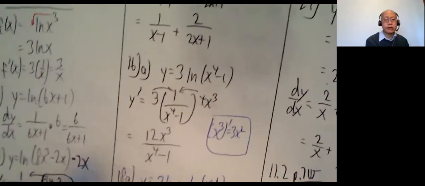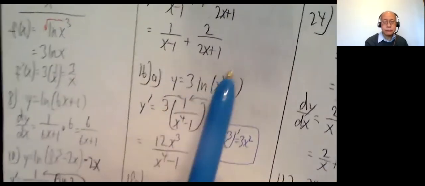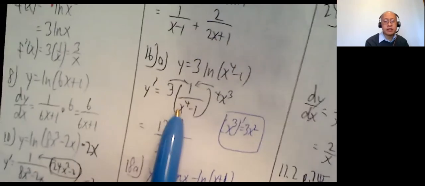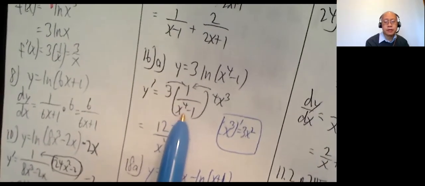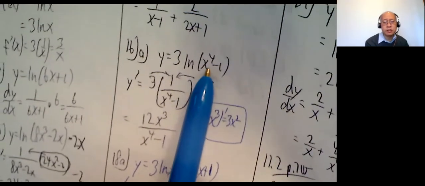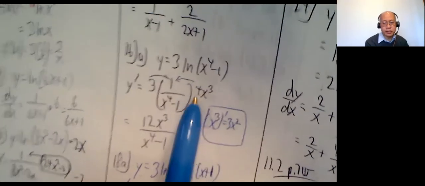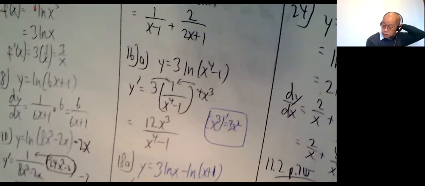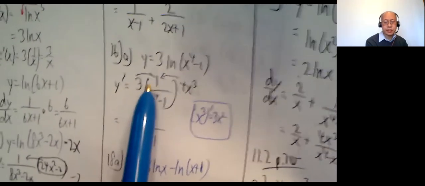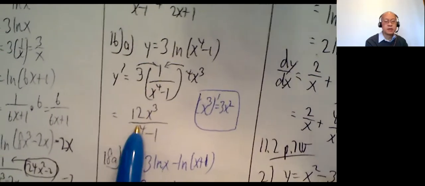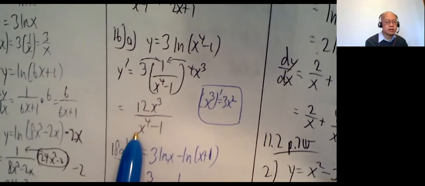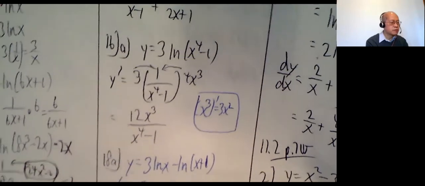Okay, so y prime, what do I do with the 3? Just leave it. Go 1 over x to the 4th minus 1 times the derivative of x to the 4th minus 1, which is 4x cubed. So in the denominator, just leave the x to the 4th minus 1. On top, I have 3 times 4x cubed, 12x cubed. So 12x cubed over x to the 4th minus 1.